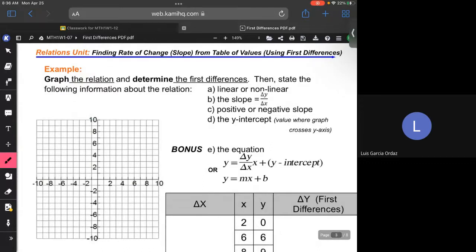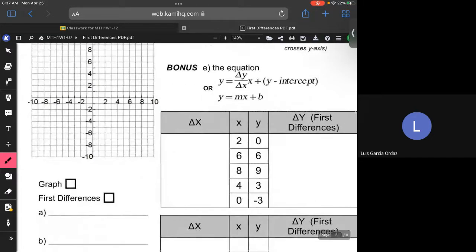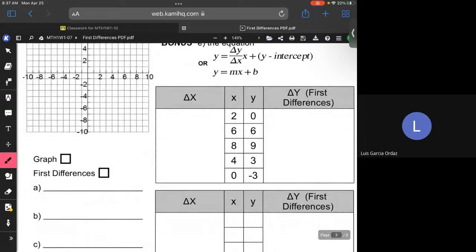So we want to graph the relation and determine the first differences. So before we even graph our relation, we're going to use our table of values to figure out my slope. So we have our table of values here. So we have 2, 6, 8, 4, 0. We have 0, 6, 9, 3, and negative 3. So what do you notice about the x column? They're all what?